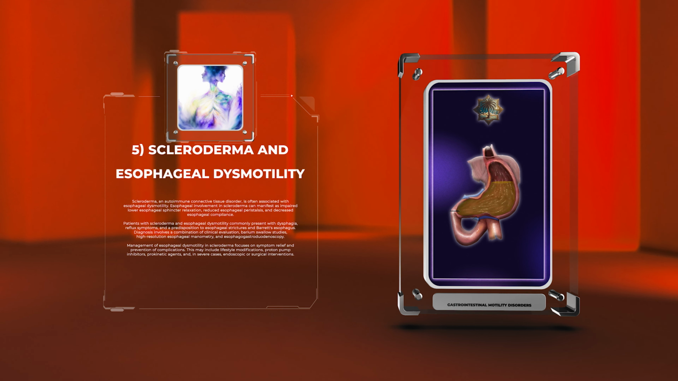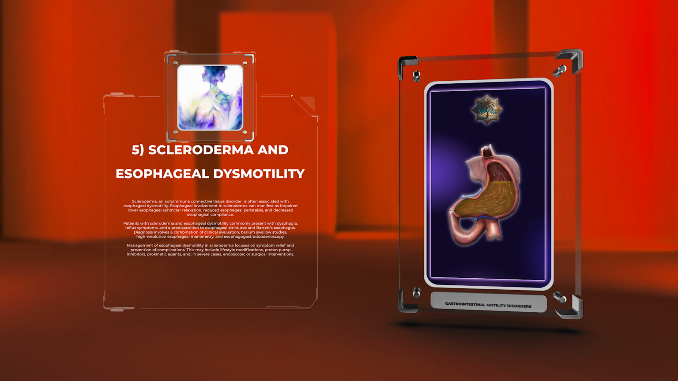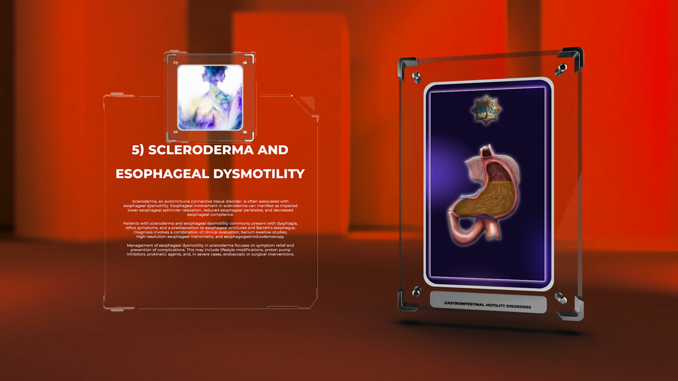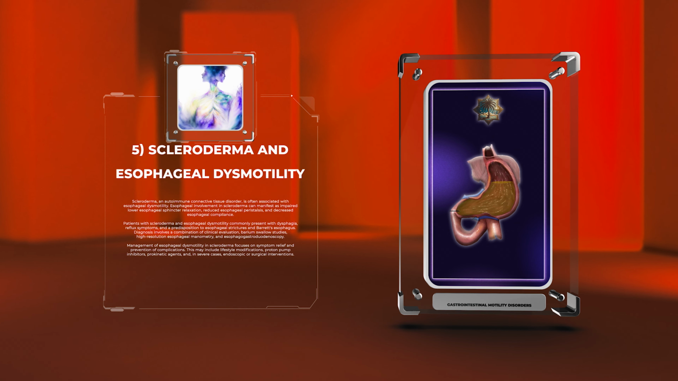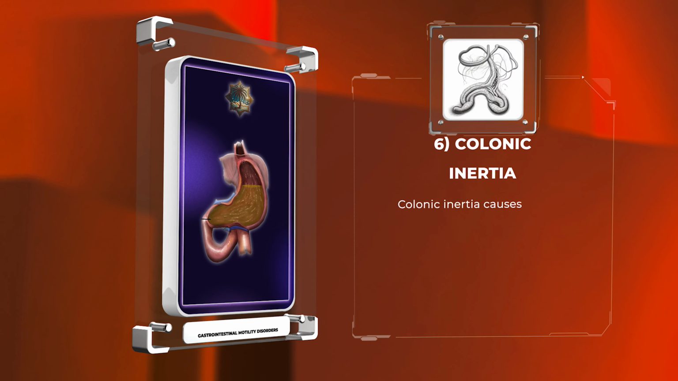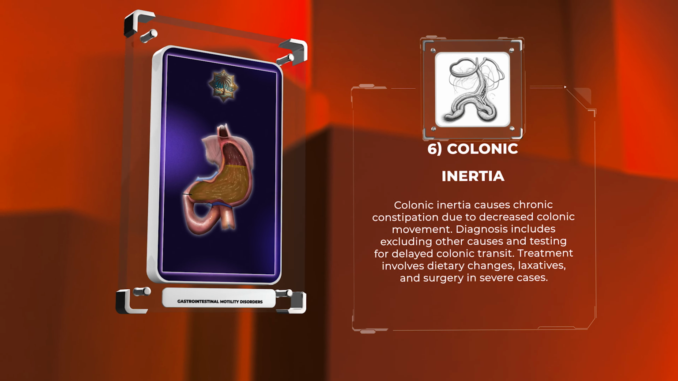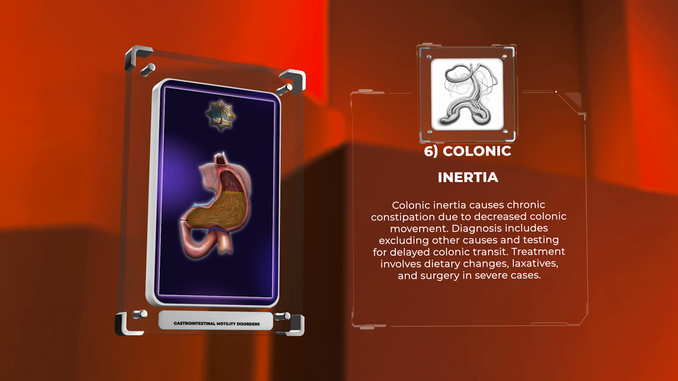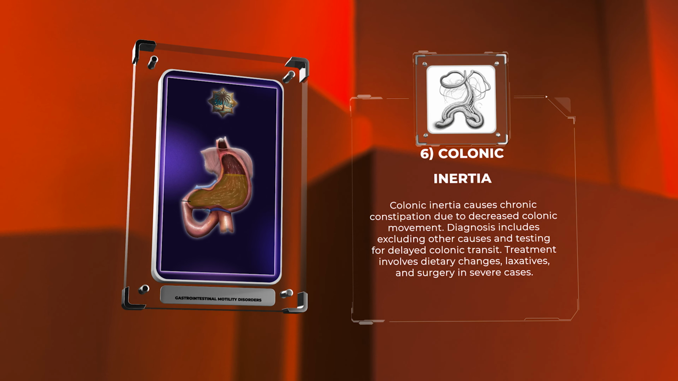Management of esophageal dysmotility and scleroderma focuses on symptom relief and prevention of complications. This may include lifestyle modifications, proton pump inhibitors, prokinetic agents, and, in severe cases, endoscopic or surgical interventions. Colonic inertia causes chronic constipation due to decreased colonic movement. Diagnosis includes excluding other causes and testing for delayed colonic transit. Treatment involves dietary changes, laxatives, and surgery in severe cases.